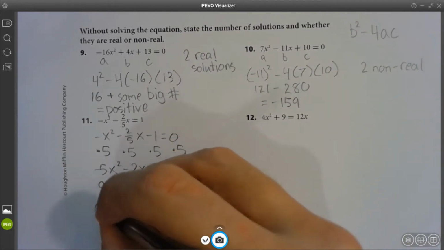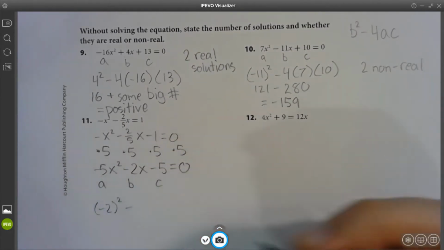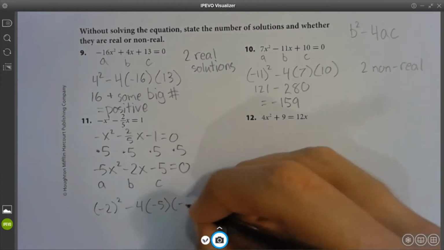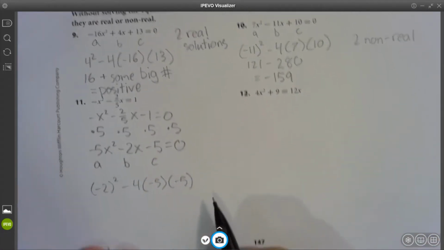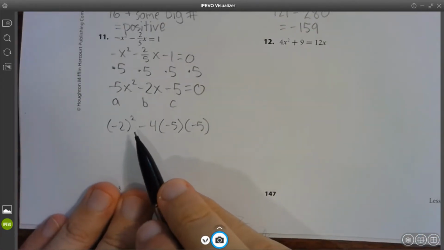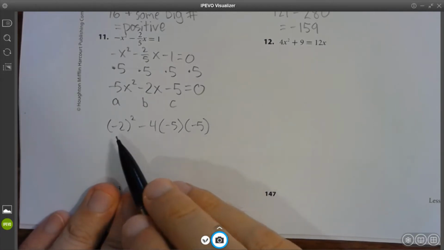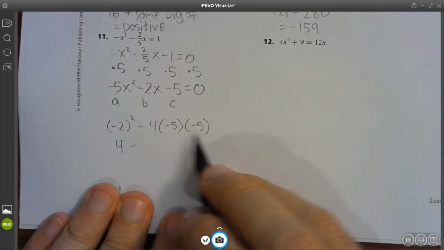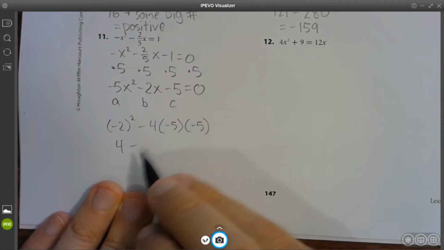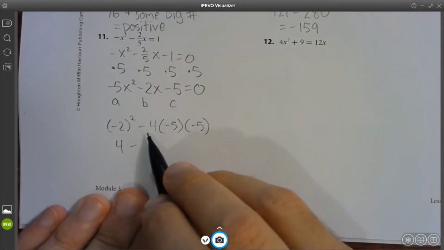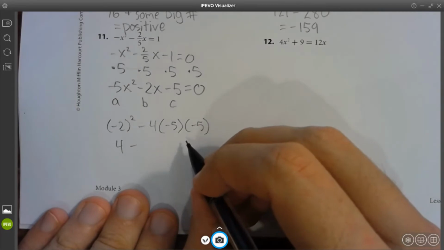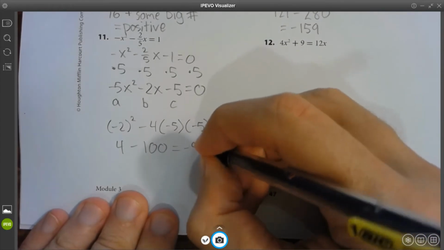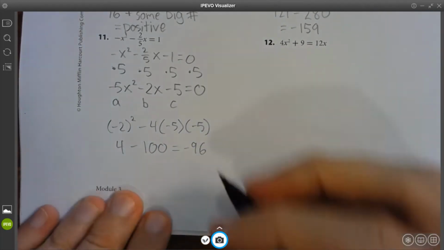B squared is going to be negative 2 squared minus 4AC, 4 times A times C. Okay, it looks to me like we are going to have a negative discriminant, because 2 squared, that's only 4. And this is a number that's certainly much larger than 4. A negative times a negative times a negative is a negative. So we got 4, we're taking away more than 4. In fact, we're taking away 100, I do believe. So this is negative 96. 2 non-real solutions.